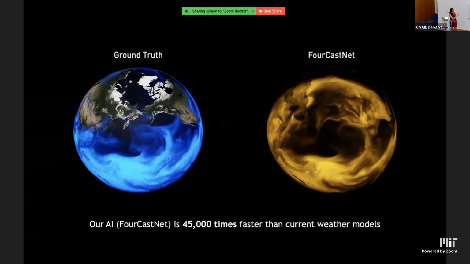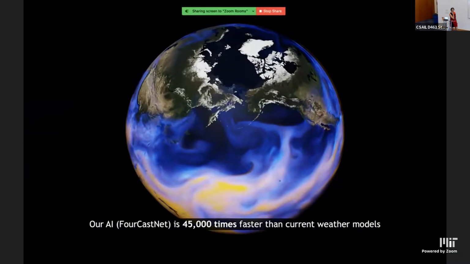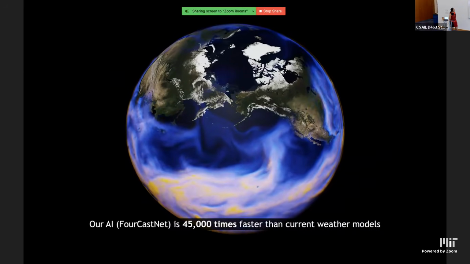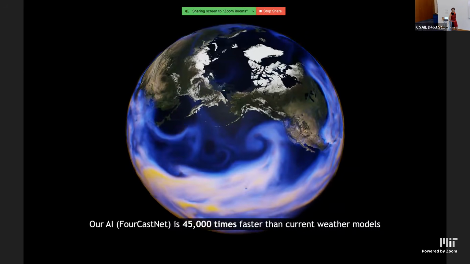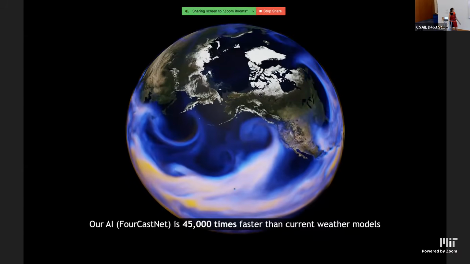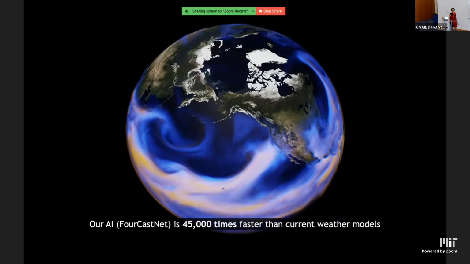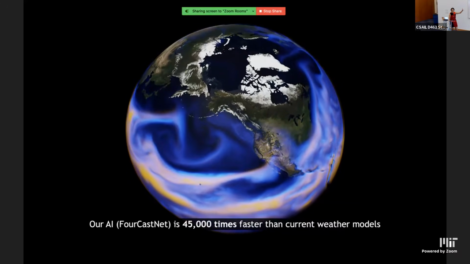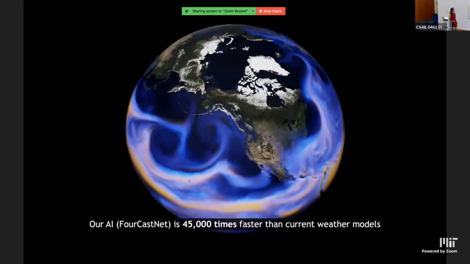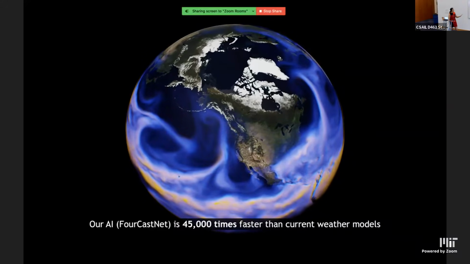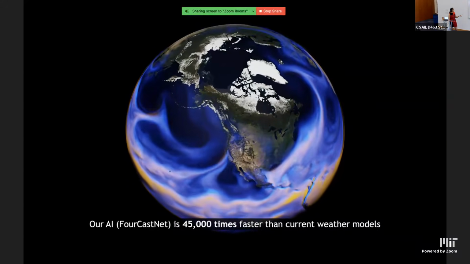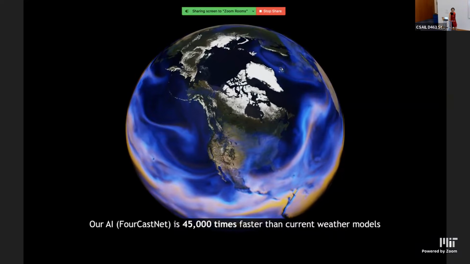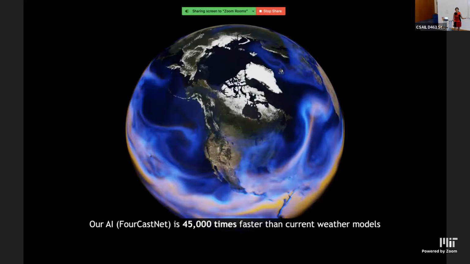Here you see the atmospheric rivers, the prediction of this, which is thousands of kilometers wide. And this has a huge impact on precipitation on the western coast of the US. The lack of it is a drought, right? Too much of it is a storm. So what we can do is make these kinds of predictions very accurately, but be about 45,000 times faster than current numerical weather models.